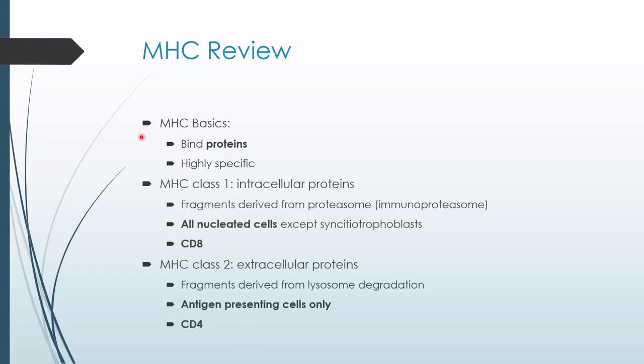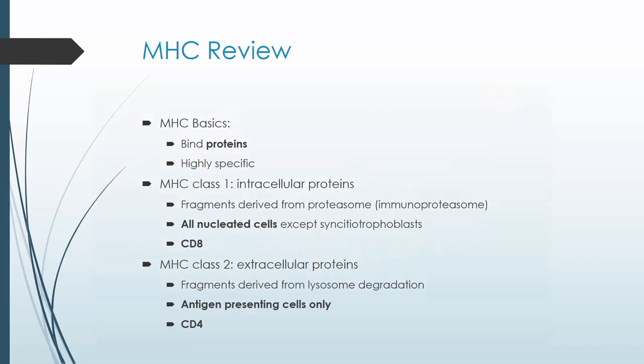So MHC class 1 is for intracellular proteins, and these are fragments that are derived from the proteasome. MHC1 is expressed on all nucleated cells except for syncytial trophoblasts. This is just a fun fact: syncytial trophoblasts are involved in pregnancy. You don't want an immune response against the fetus, so you don't have MHC1 on syncytial trophoblasts. And MHC class 1 interacts with CD8 T cells. The other class is MHC class 2, and this is for the extracellular protein pathway. The fragments for this are derived from lysosomes instead of the proteasome. And MHC class 2 is present only on antigen-presenting cells and interacts with CD4.